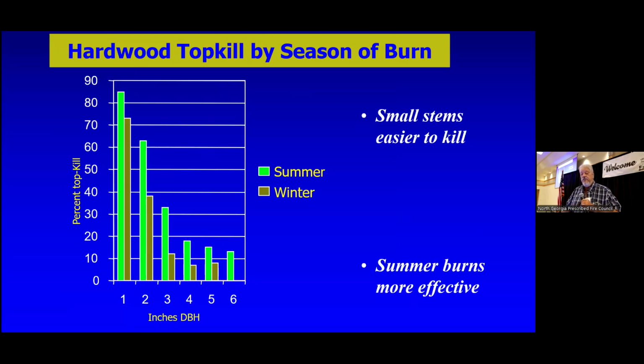If you look at diameters, this gives you a little bit of flexibility in terms of what to favor and what you can take out. And it makes sense. The smaller diameter stems are going to be much more susceptible to the growing season burns. Once you get into the 5+ inch range, you're probably going to have to look at something else in order to get control of the stands.